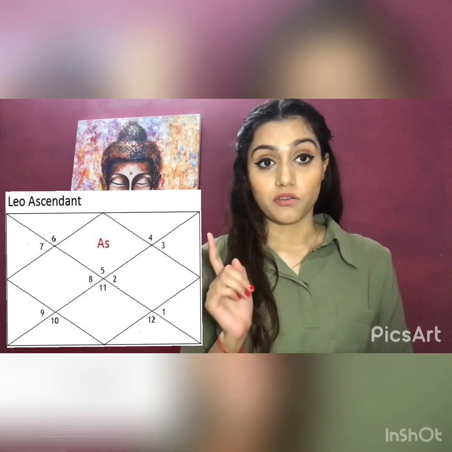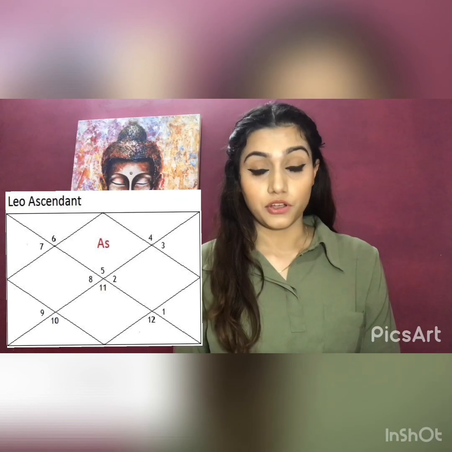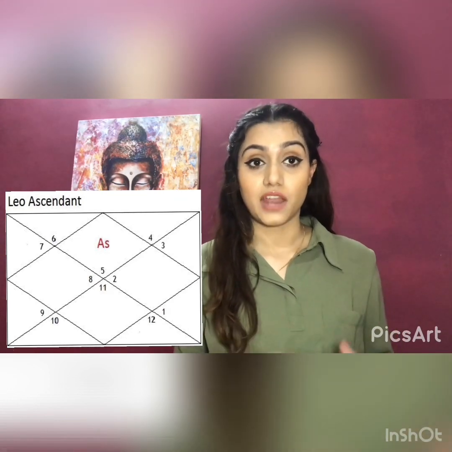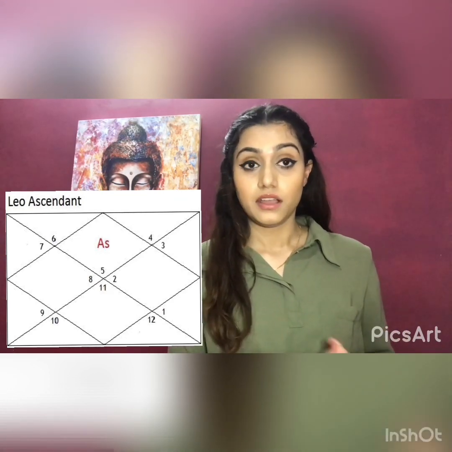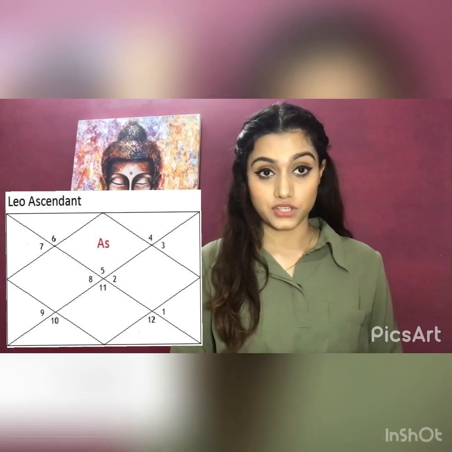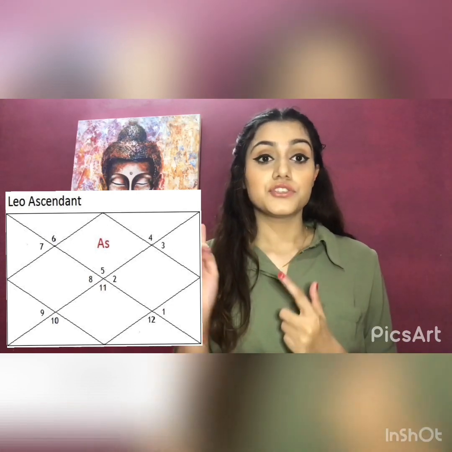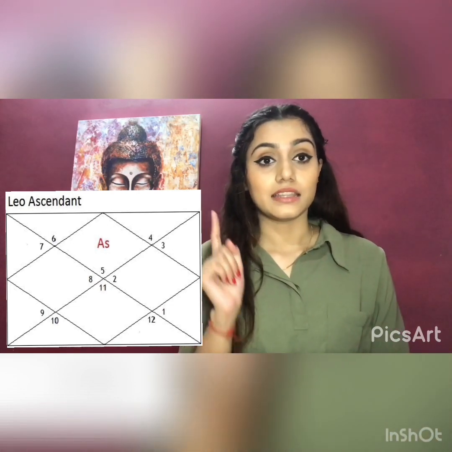This chart is of a Leo ascendant. The second house becomes Virgo. The third house is rising Libra. The fourth house becomes Scorpio, the fifth house becomes Sagittarius, and the sixth house becomes Capricorn, all the way to Cancer rising in the 12th house.